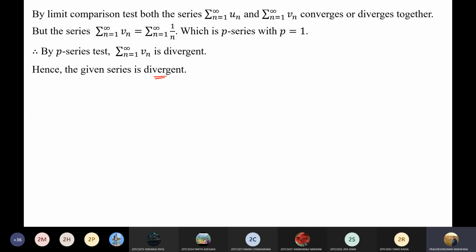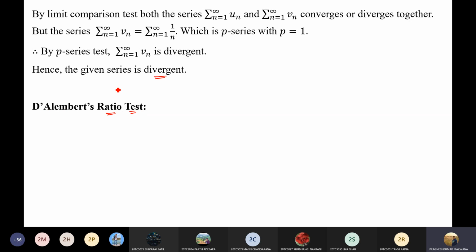So note down. My humble request, everyone try to solve this example itself. If any difficulty is found, then put this photo in our post section. Okay, so this test, the limit comparison test, is completed. Now the next test is D'Alembert's ratio test.